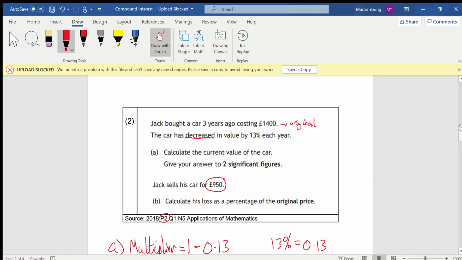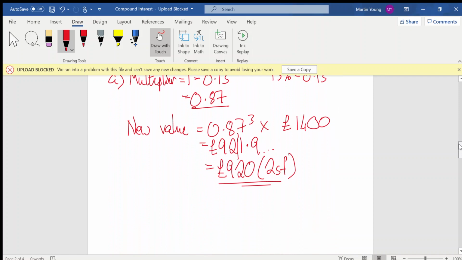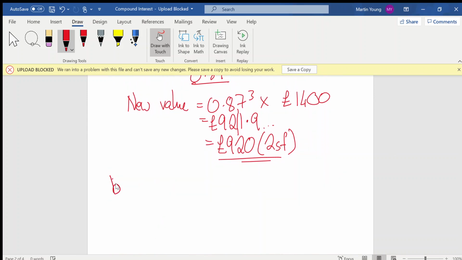So what's the loss? Well, to get the loss, you're just going to do a subtract. So what's the difference between what he got it for and what he sold it for? That is just going to be the loss, and that's £4,500.